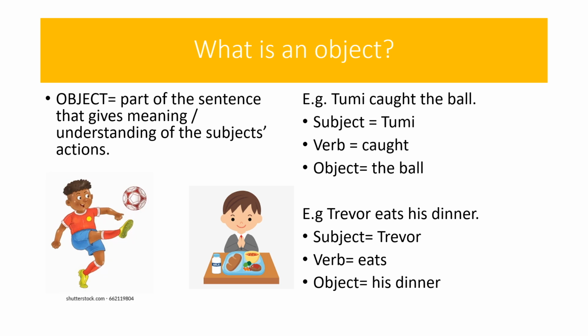Then let's look at the next example. Trevor eats his dinner. The subject is Trevor, the verb eats, and the object is his dinner. It's telling us or giving us understanding of his action of eating. What is he eating? His dinner.